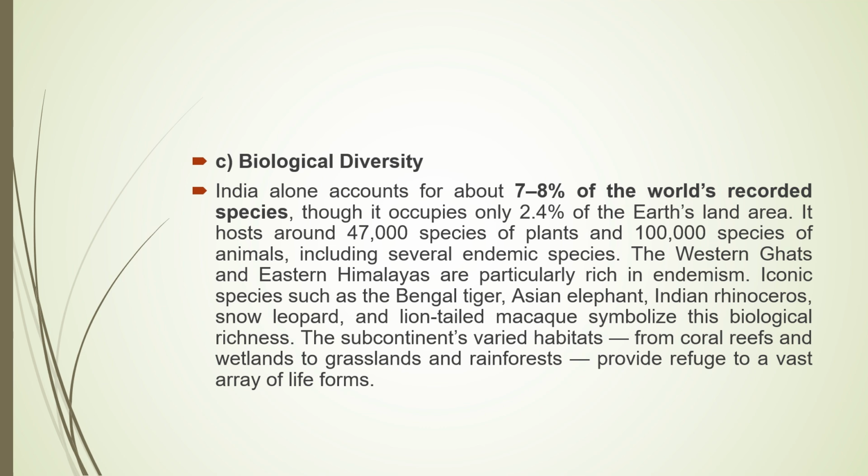Biological diversity. India alone accounts for about 7 to 8% of the world's recorded species, though it occupies only 2.4% of the Earth's land area. It hosts around 47,000 species of plants and 100,000 species of animals, including several endemic species. The Western Ghats and Eastern Himalayas are particularly rich in endemism. Iconic species such as the Bengal tiger, Asian elephant, Indian rhinoceros, snow leopard, and lion-tailed macaque symbolize this biological richness. The subcontinent's varied habitats, from coral reefs and wetlands to grasslands and rainforests, provide refuge to a vast array of life forms.